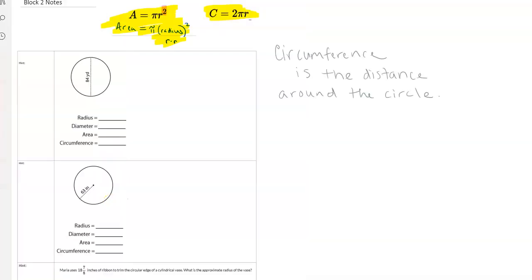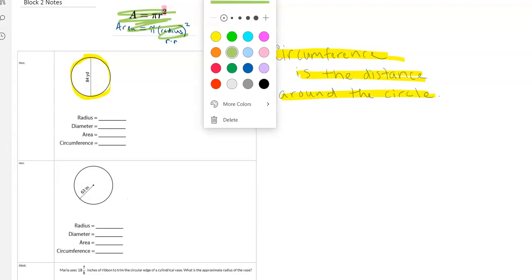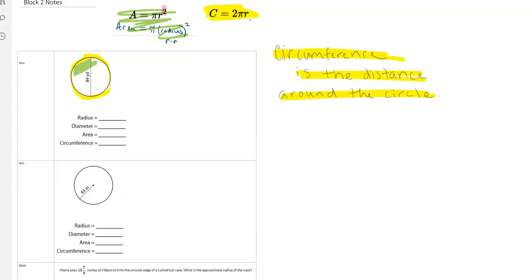So the circumference is known as the distance around the circle. So if I'm looking at this circle, this is the circumference. And if I'm looking at the area of the circle, that would be everything that I'm highlighting in green. All the stuff inside the circle, all the surface area inside the circle. So that's a little reminder for you.